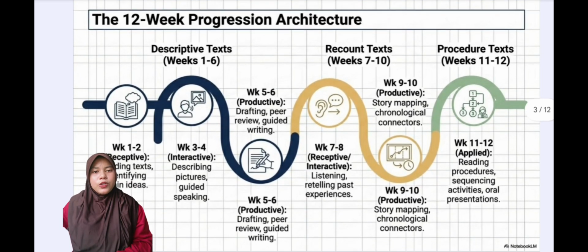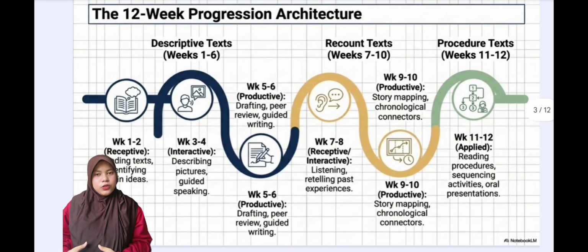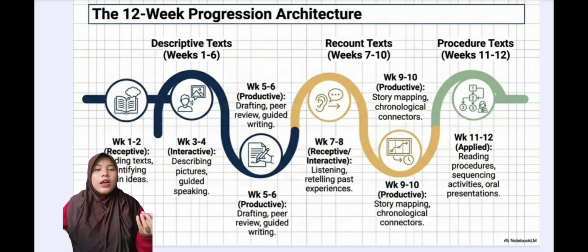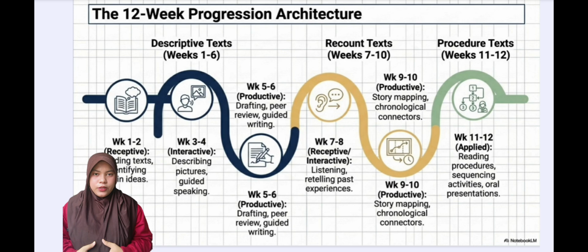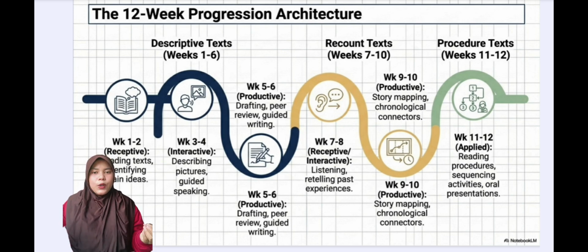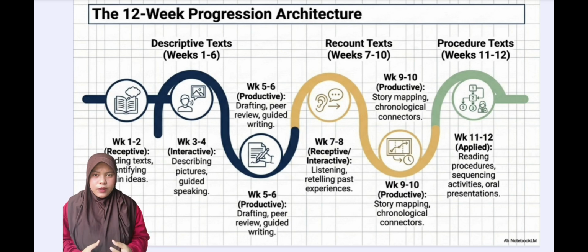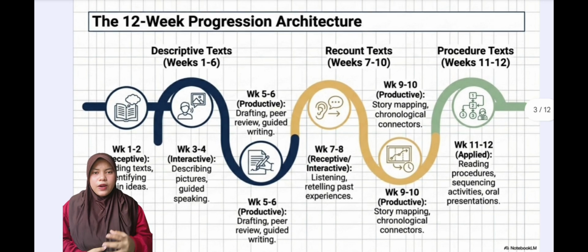With those two pillars in place, the module is structured across a 12-week progression architecture, carefully sequenced and progressive. Weeks 1 through 6 focus on descriptive text. In weeks 1 and 2, the mode is receptive. Students read text and identify main ideas. In weeks 3 and 4, the mode becomes interactive. Students describe pictures and practice guided speaking. By weeks 5 and 6, they enter the productive stage through drafting, peer review, and guided writing.